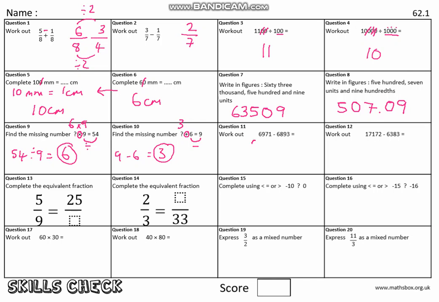So this time we are taking away 6,971 and we're taking away 6,893 from it. So 3 from 1.